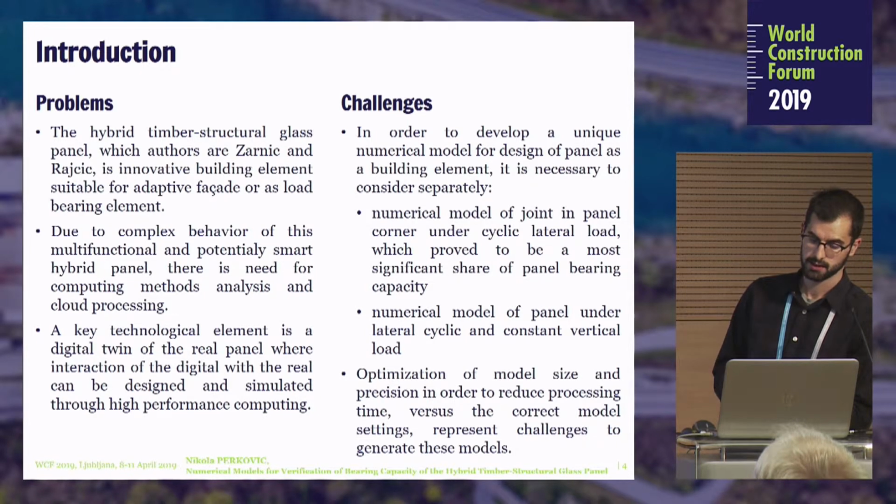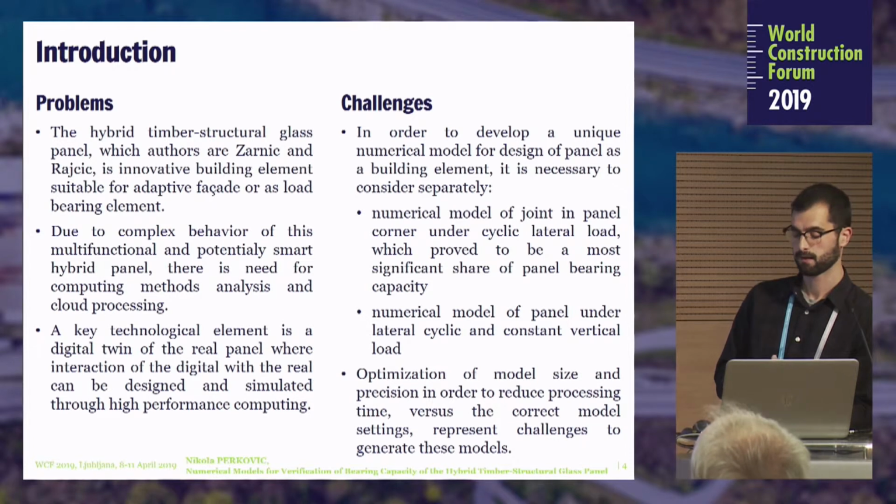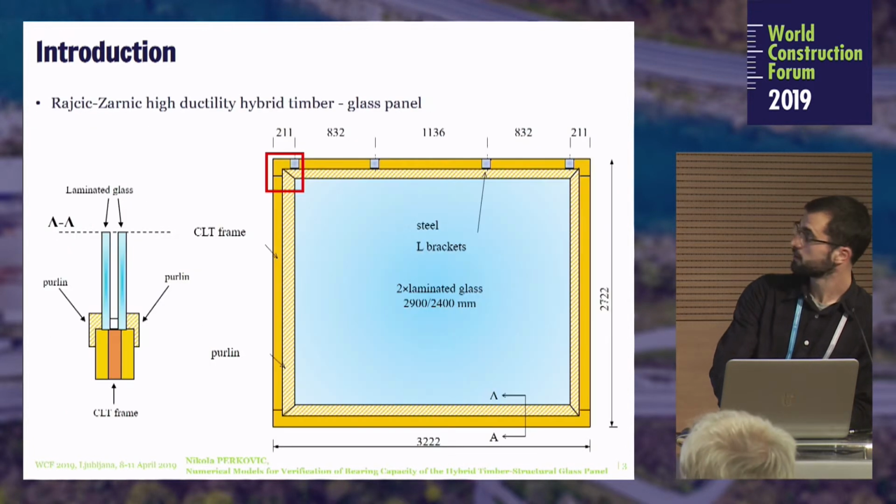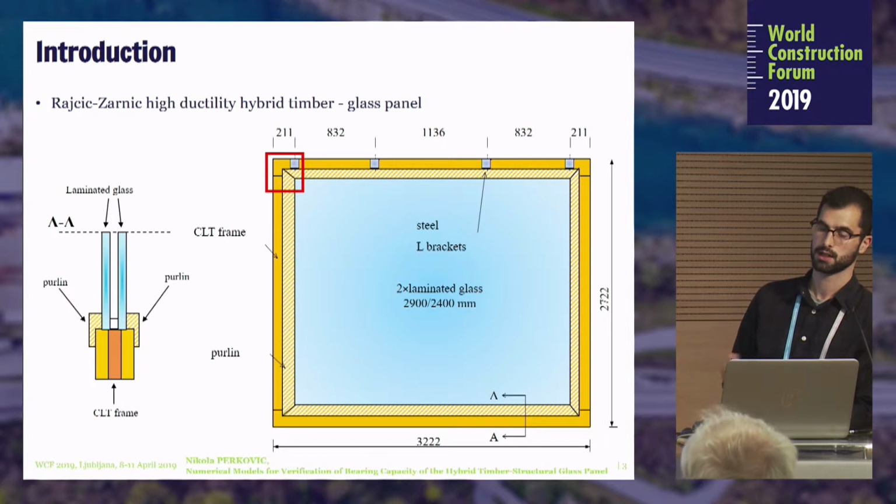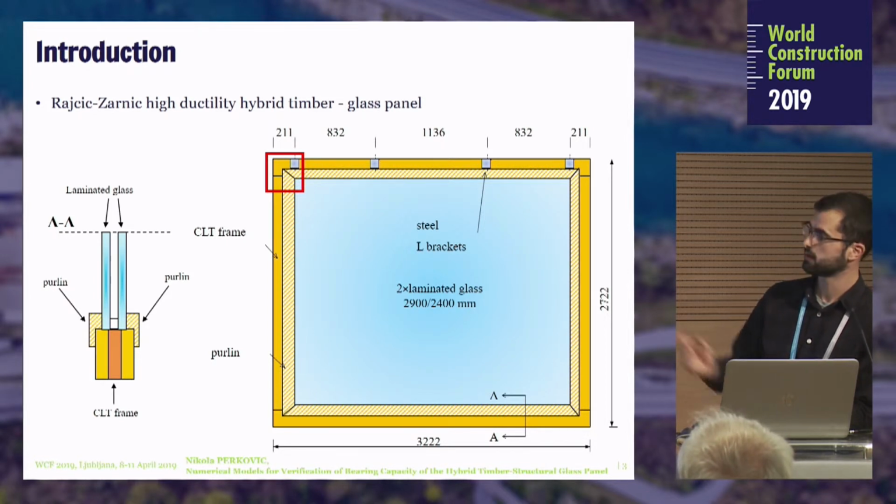Some of the challenges that we face are, like I said before, the joint of the hybrid panel. So we try to make a numerical model of the joint in the panel corner under cyclic lateral load and under some static loads. The second thing we try to model is the friction, because when you see this element, it looks like a usual window, but the difference is that this laminated glass is actually a bearing element. That's the main difference.